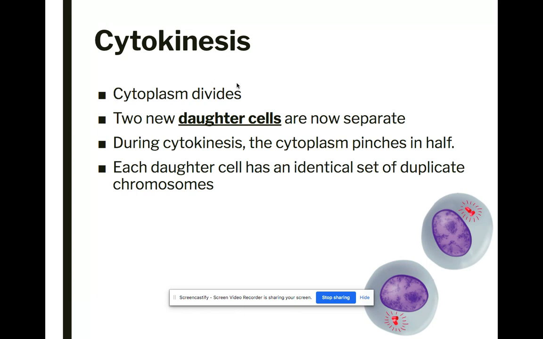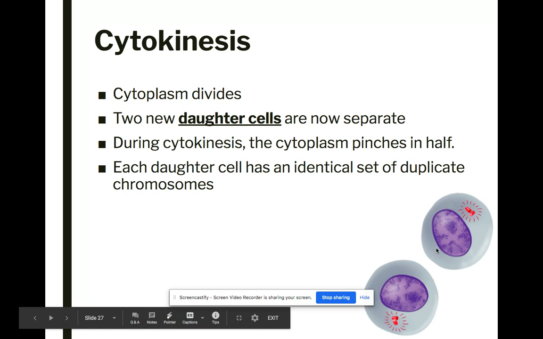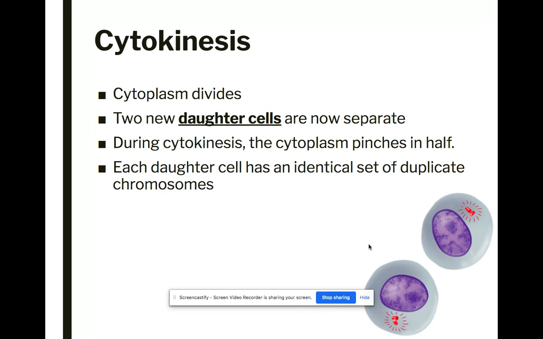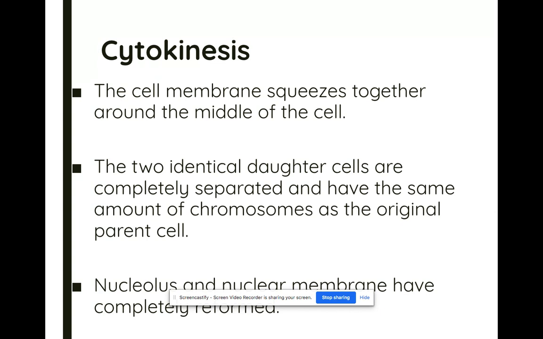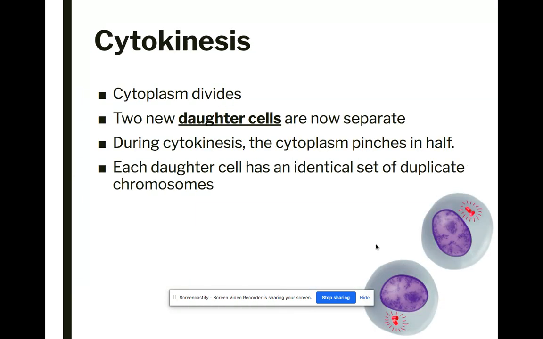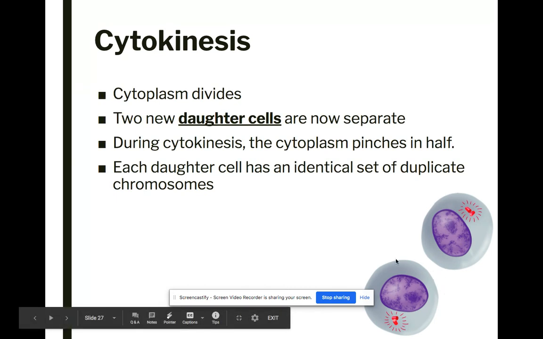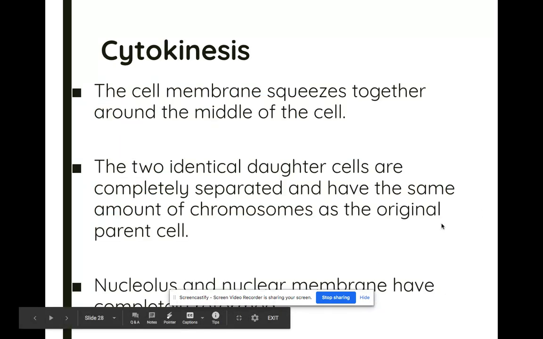Cytokinesis means the division of the cytoplasm. So you get 2 new daughter cells that are identical to the parent cell. In terms of mitosis, mitosis means division of the nucleus. Cytokinesis means division of the cytoplasm. Okay. In cytokinesis, the membrane squeezes together. You kind of get this pinch in between, and then we get 2 new cells.